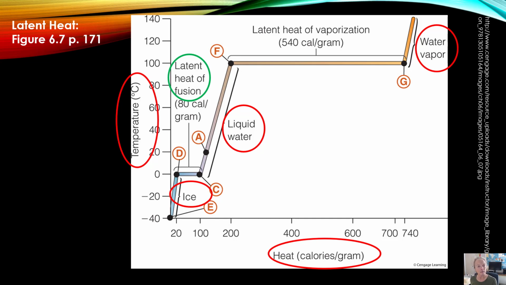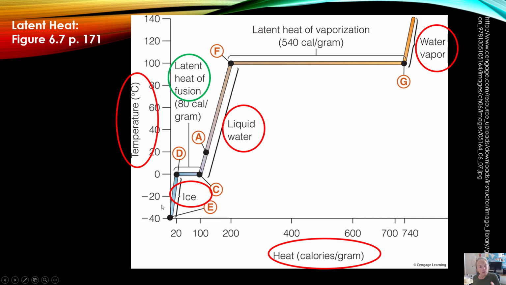So what is that heat of fusion? How much energy does it take to break the ice bonds and make it into a liquid? Well, we can look down here. The heat is the calories. And we go from a little less than 20 calories here, oops, didn't mean to hit that, 20 calories here to 100 calories.